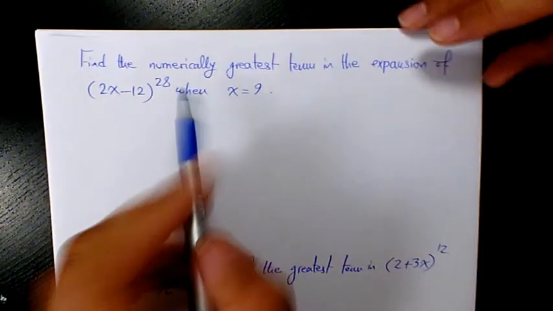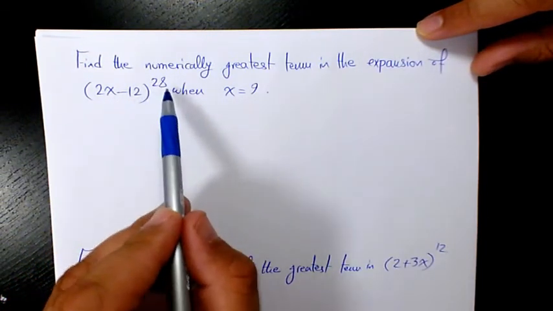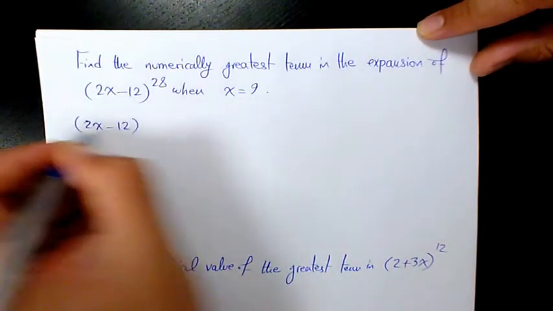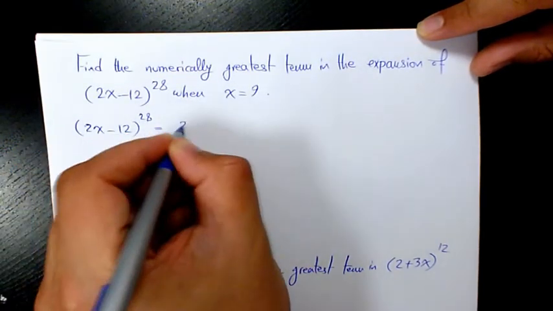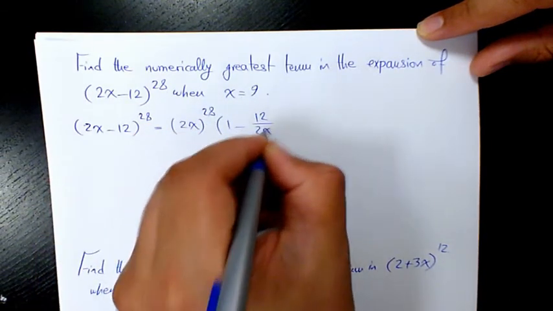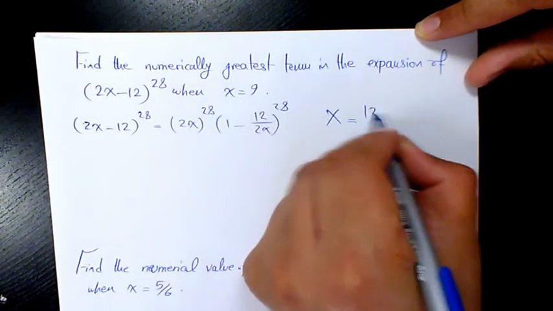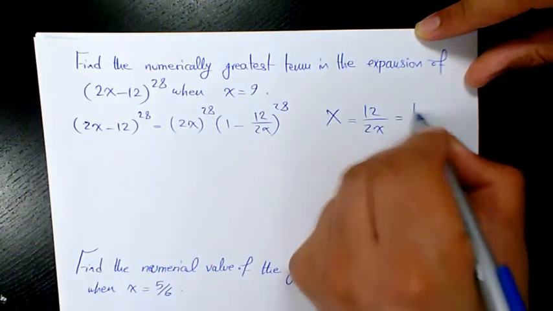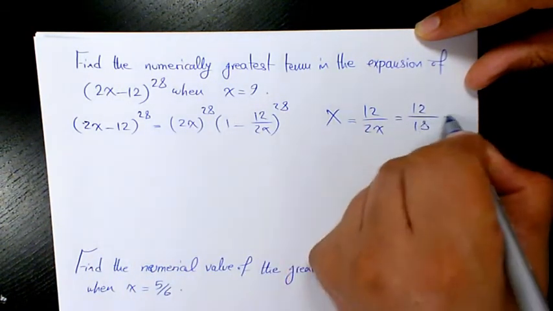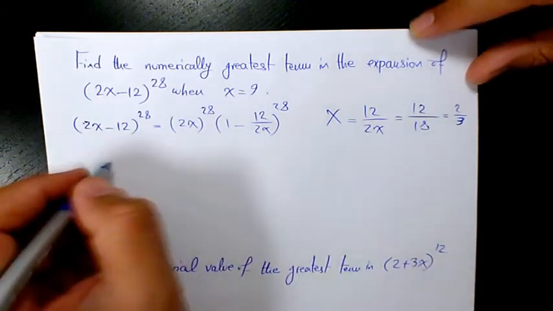Next one. Find the numerically greatest term in the expansion of (2x minus 12) to the power of 28 when x is 9. So (2x minus 12) to the power of 28 is going to be (2x) to the power of 28 times (1 minus 12 divided by 2x) to the power of 28. So capital X is 12 over 2x, which is going to be 12 divided by 18, or that's going to be 2 over 3 when you simplify it or reduce it.